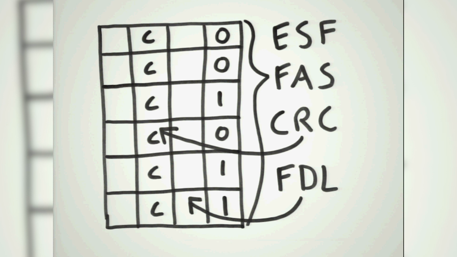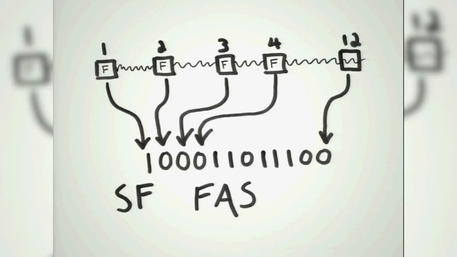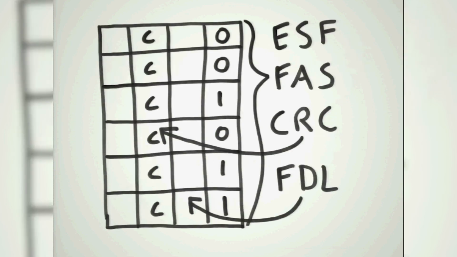Okay, so extended super frame was an improvement on super frame format. As the years go by, we realized that we didn't actually need 12 bits per 12 frames to synchronize our data. We actually only needed 6 bits per 24 frames. So super frame is a collection of 12 frames, 12 bits for framing. Extended super frame is the same thing, except it's a collection of 24 bits.